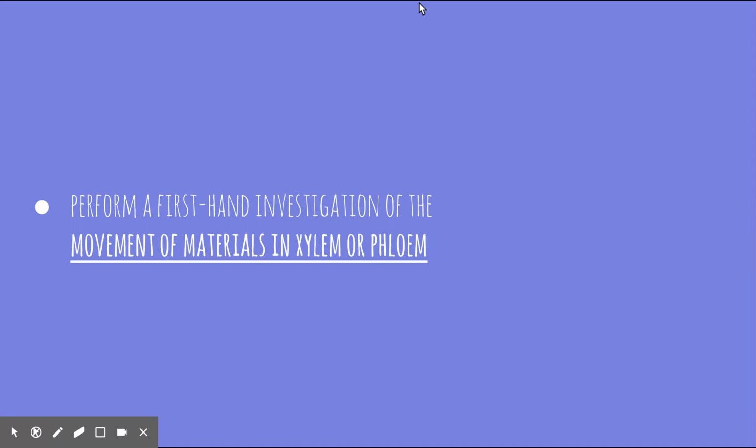So up until now, we've been looking at the structures that are involved in transport in plants. In particular, we looked at xylem and phloem in a previous video and what the structure of those two different vessels are and their functions. So what we need to do is pick one of them and have a look at how materials move through each, or just one of those at this stage. So this video is going to be looking specifically at the movement of materials in the xylem vessels.